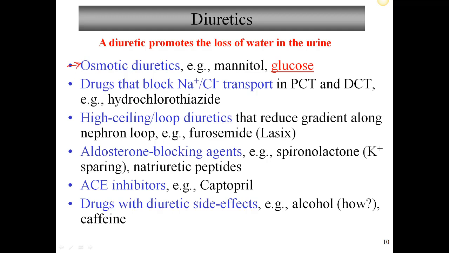The first class is known as an osmotic diuretic at the top. And as the name implies, basically if we put a solute someplace, water will follow. That's the whole basis of an osmotic diuretic.